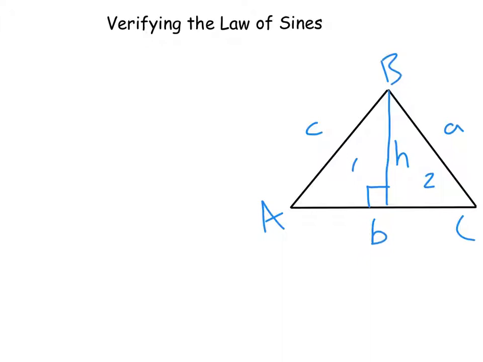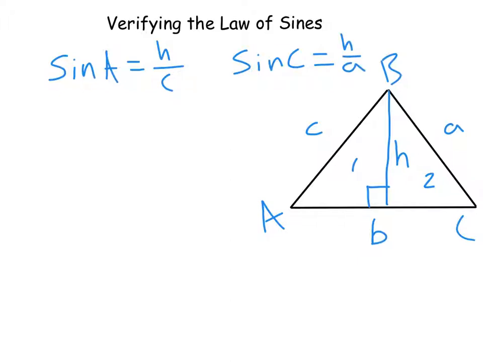So if I'm starting in triangle number 1, this little smaller right triangle that I split the big triangle up into, I could say that angle A's sine value is H over C. And if I jump over to triangle number 2, I could say that sine of C is H over A. And to make sure before you continue with this, obviously I'm just dealing with letters here, just variables and no numbers, but check that you're okay with that, that those are both true.